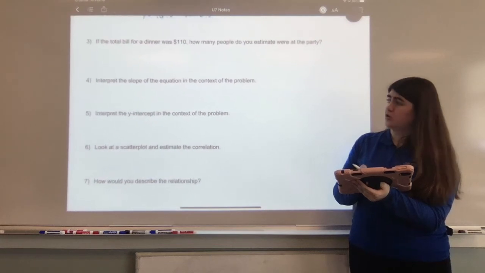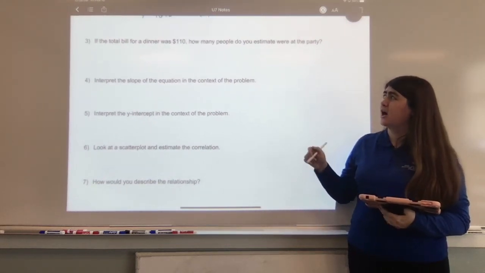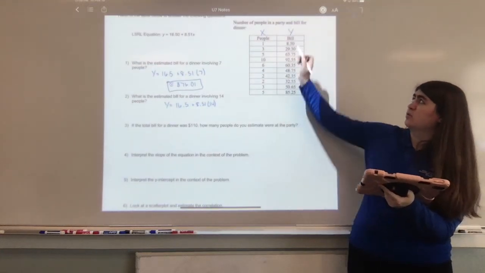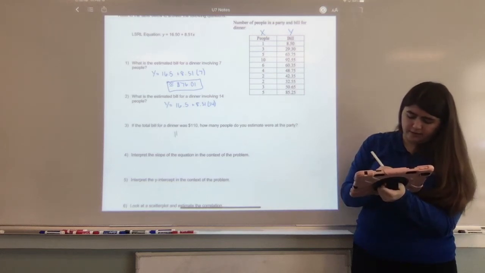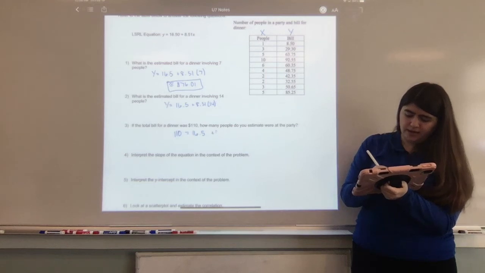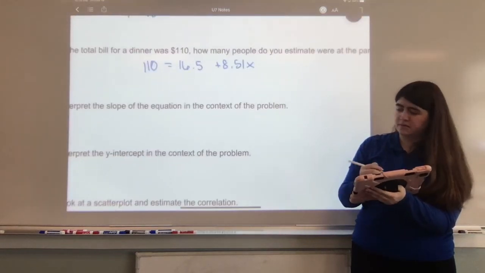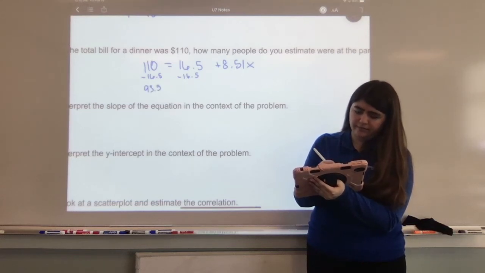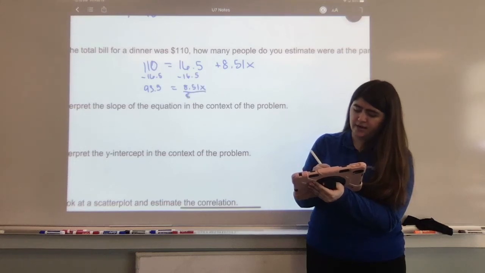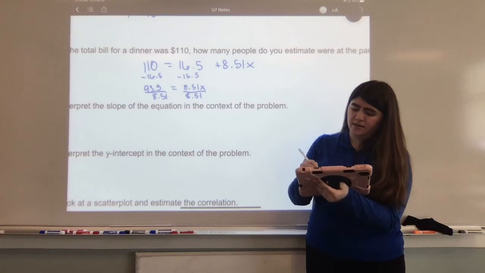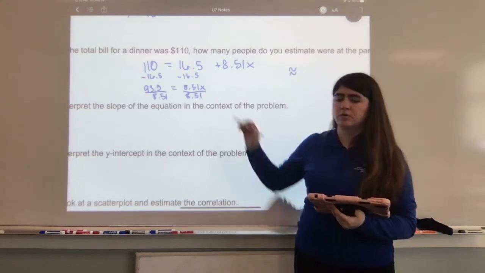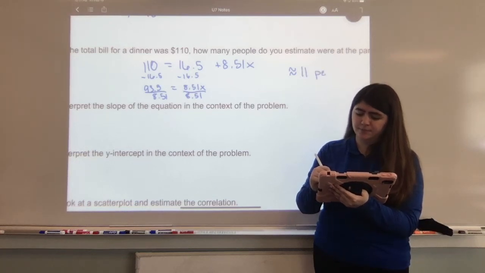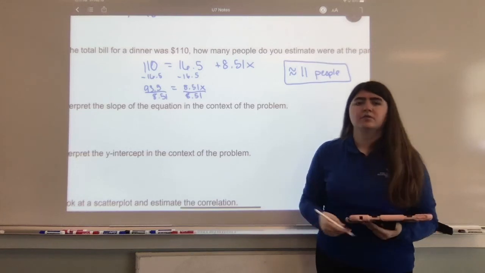Number 3, if the total bill for a dinner was $110, how many people do you estimate were at the party? So that means that we're taking our formula, and this time we know the total cost, that's our y, and we have to figure out the people. So we have 110 is equal to 16.5 plus 8.51x. So we're going to start by subtracting 16.5 from both sides. That leaves me with 93.5, and that's equal to 8.51x. I'm going to divide out 8.51 from both sides, which means that there were approximately, and this actually totals 10.99. We can't have 0.99 of a person, so we're going to say that it is about 11 people, and we're rounding up to get a whole person there.